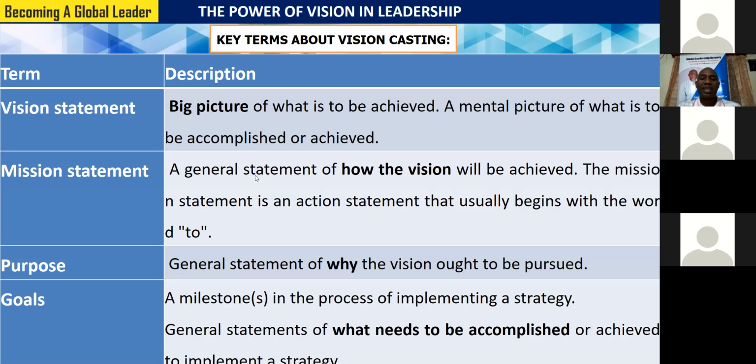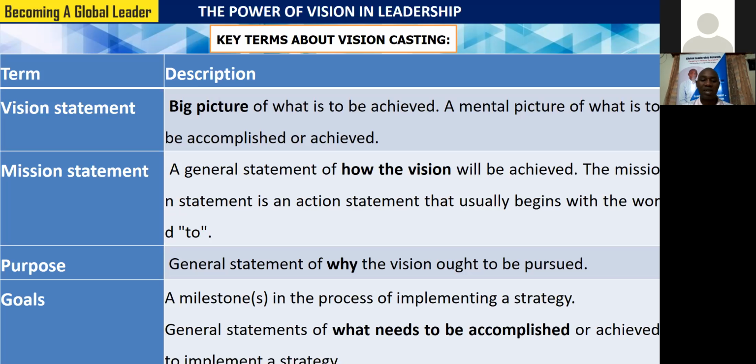So when you are in vision casting, there are a few aspects. I will not take a lot of time on this because this is something that we can always refer to. Some of the aspects you need to consider when dealing with vision casting. One is the vision statement. It's a big picture of what is to be achieved, a mental picture of what is to be accomplished. It's just an imagination. And then we have a mission statement, a general statement of how the vision will be achieved. Purpose, a general statement of why the vision. Why should we pursue this vision?